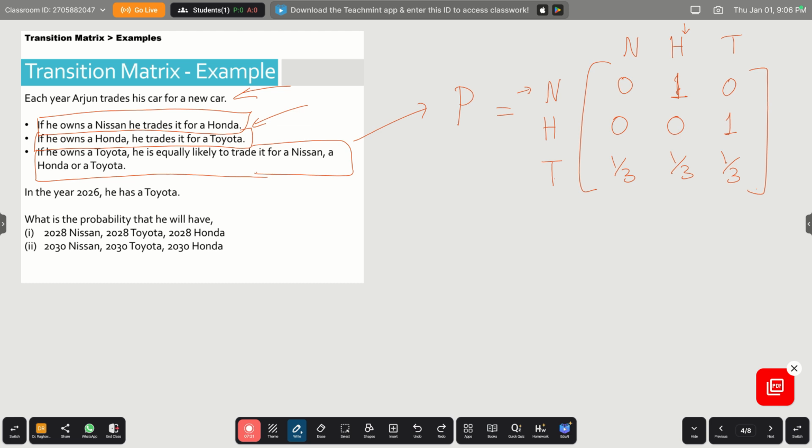This is the transition matrix. Now I'll try to calculate the higher transition probabilities. What is the probability that in 2026 he has a Toyota?